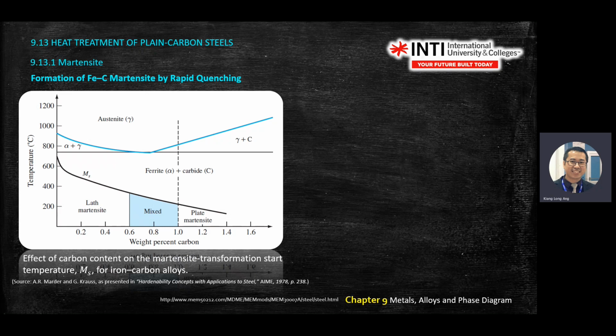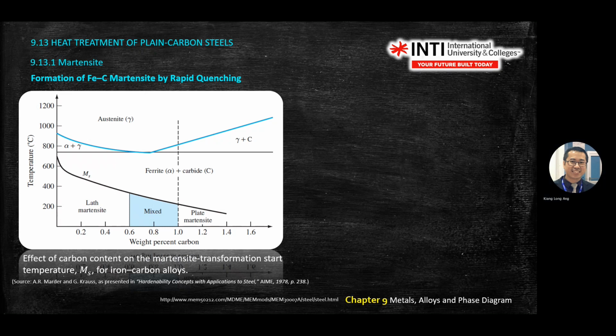So here on the phase diagram, we have iron carbon. We will use rapid quenching. Quench means you drop into the water or you cool down. There's a liquid for you to drop in and then you take the metal out. So here you have gamma, you have gamma plus carbide, you have alpha plus carbide, and you have a few regions here, and then your carbon percentage up to 0.6.